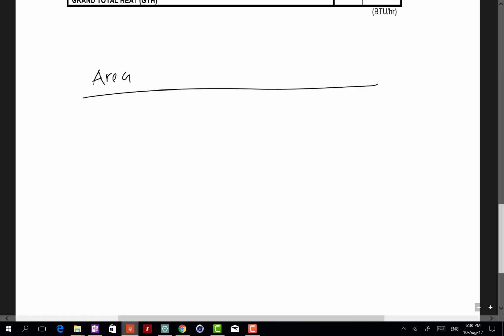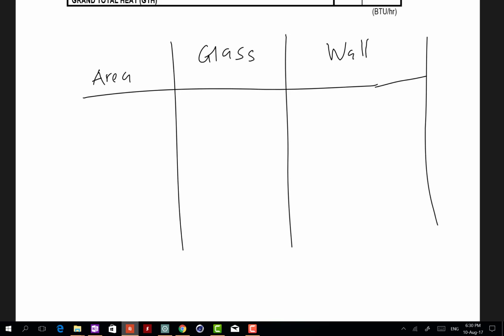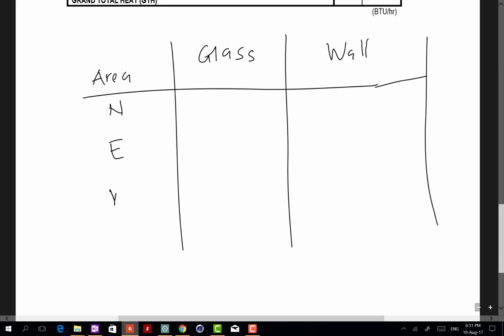Okay, the name is area table, because the building is made of glass and also wall. So I write here glass and also wall, and I need to know what is the area for this type of material. So here is the direction: area north, east, west, and also south.